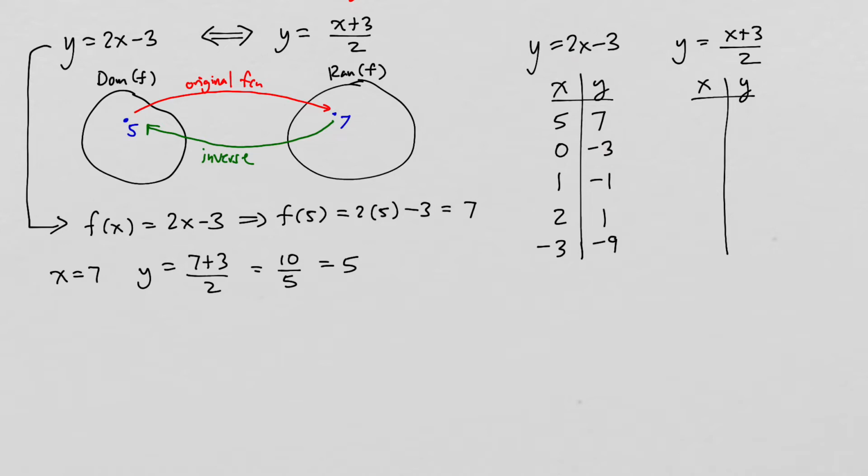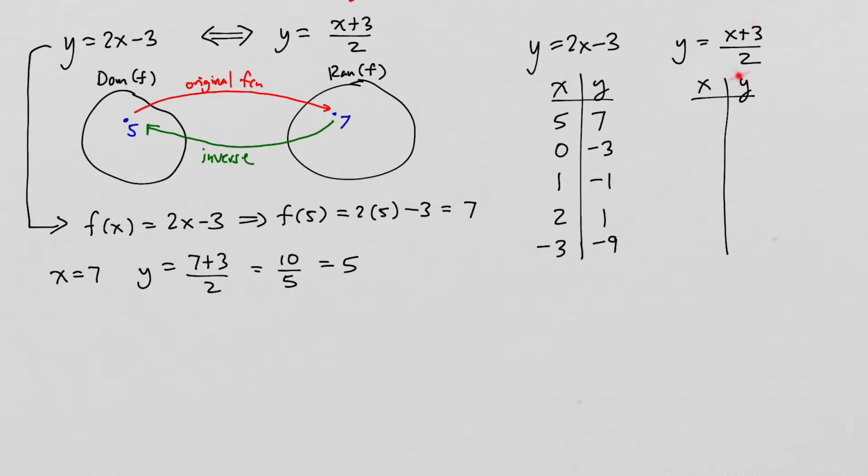X equals 0 gives us y equals negative 3. X equals 1 gives us y equals negative 1. X equals 2 gives us y equals 1. And finally, x equals negative 3 will give us y equals negative 9. If you want, you can pause and verify that this is true. But the main concept is this.